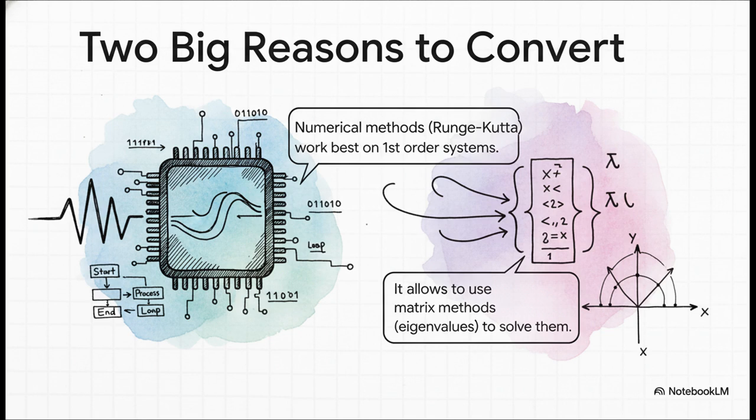So why even bother with this whole conversion thing? Well, there are two really big reasons. First, most of the really powerful computer algorithms that approximate solutions, you might have heard of things like the Runge-Kutta methods, are all designed to work with systems of first-order equations. So this gets our problem into a language the computer can understand. And second, it lets us unleash the full power of linear algebra. We can squish the whole system into a single matrix and then use amazing tools like eigenvalues and eigenvectors to find the exact solution. It's basically the bridge between calculus and linear algebra.